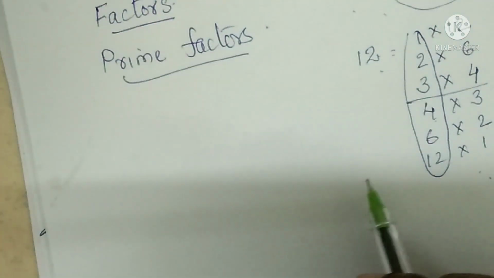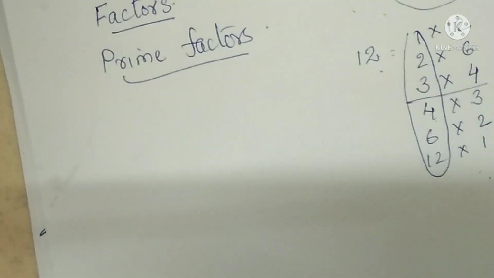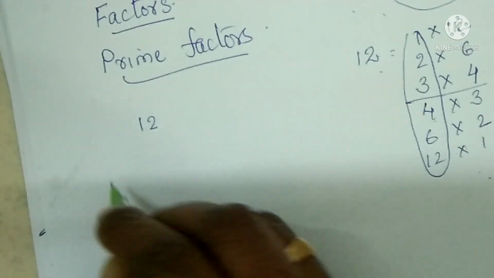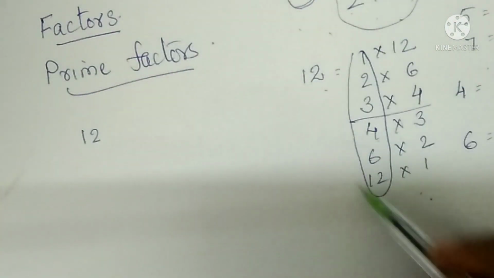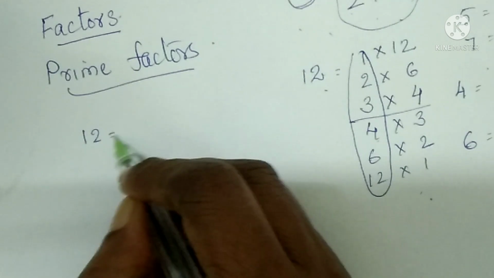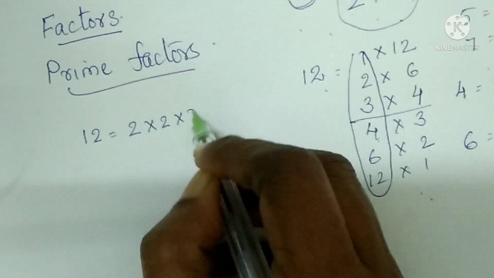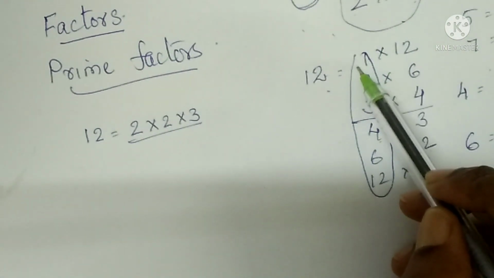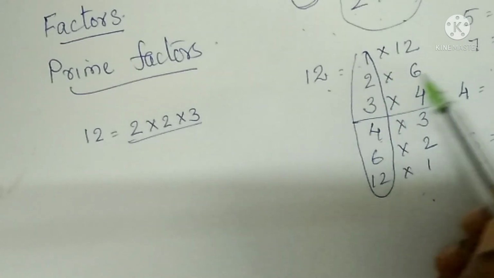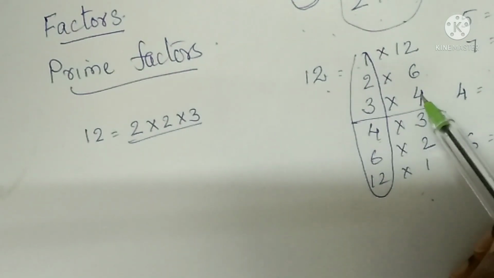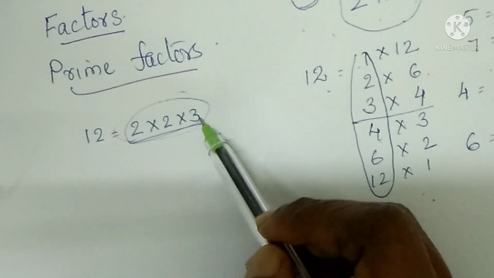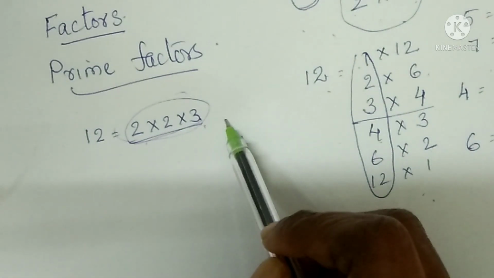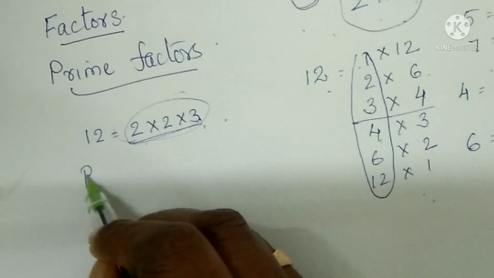When you factorize a composite number, it can be factorized in different ways. For example, if you take 12, we saw that it can be factorized this way, or like this, 2 into 2 into 3. What is the difference here? Here you have 1 and 12, 2 and 6, a prime number and a composite number. But here all these numbers are prime numbers. So, when you write a number as the product of only its prime factors, it is called prime factorization.